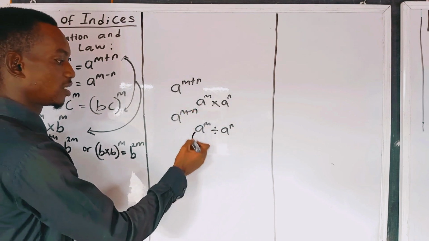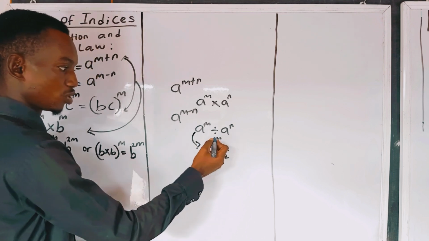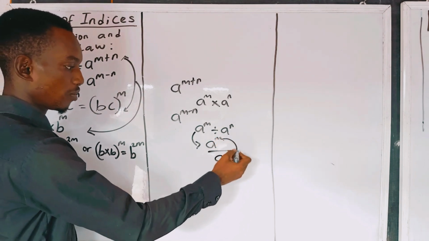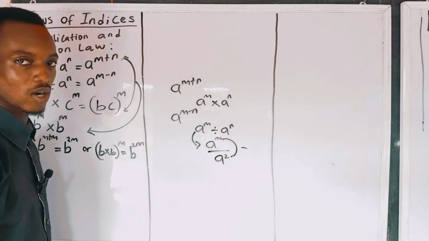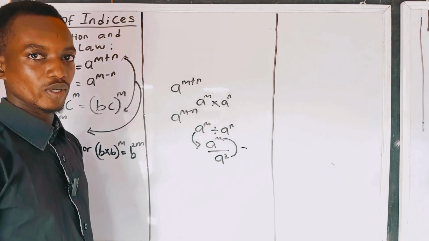And please don't forget, this division can also be written in this form, so don't let us be confused. It can be division or over, it's still the same thing. We pick this power minus this power. We pick one base and we subtract the two powers. So now, what is the next law we are going to be dealing with?